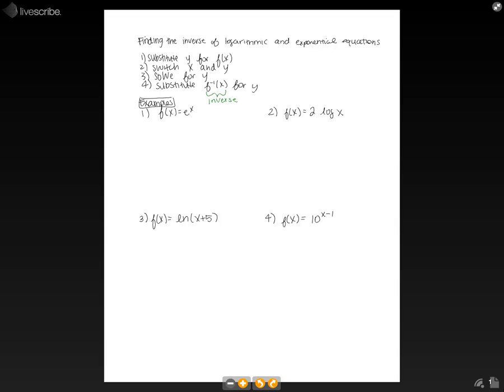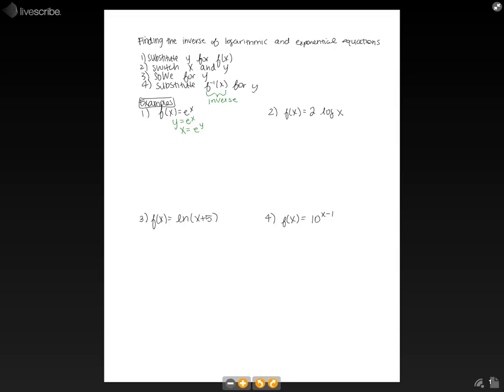So let's do some examples. We're first given f of x is equal to e to the x. First you substitute your y in for your f of x. Then you switch your x and y values. And now we need to solve for y.